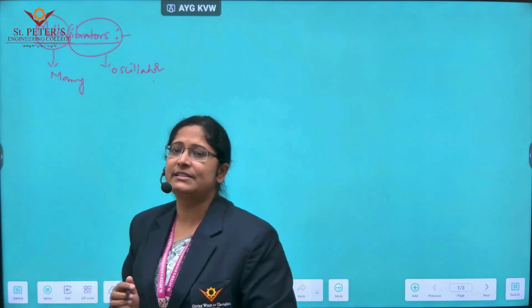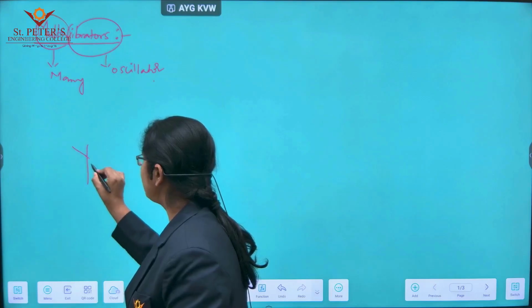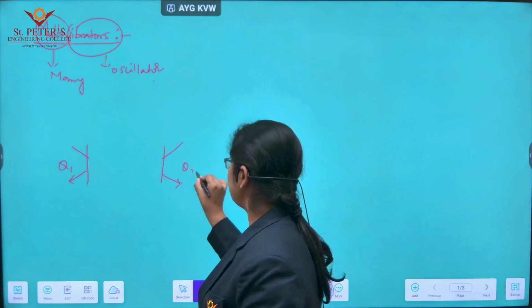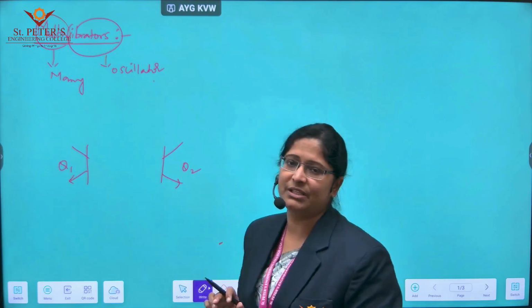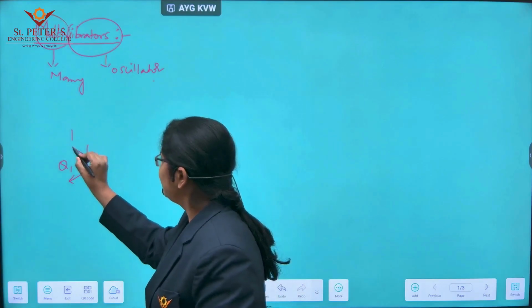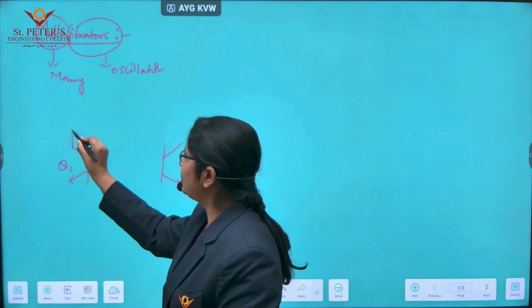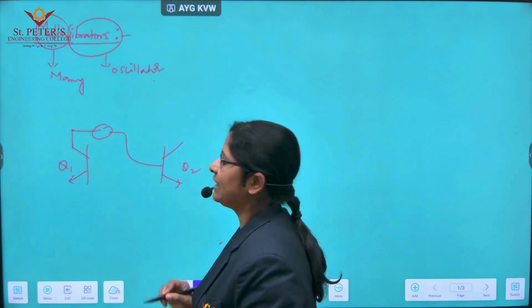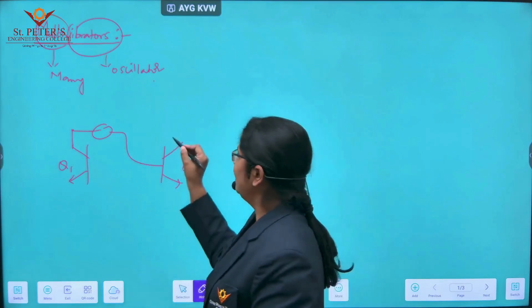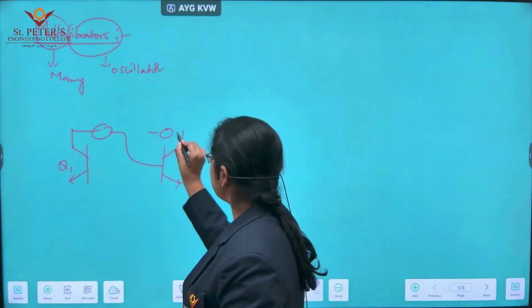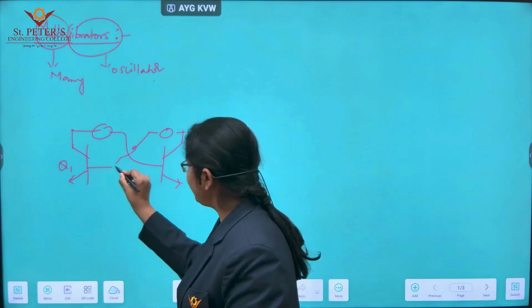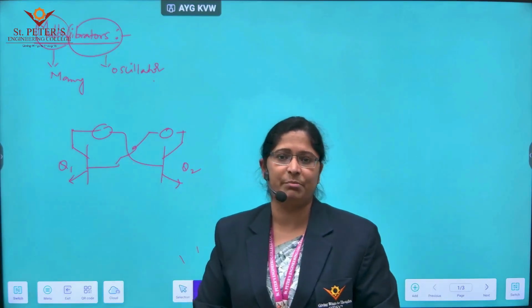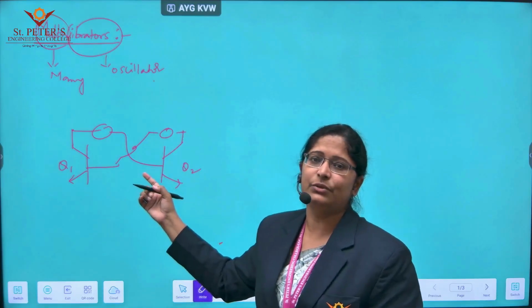So a multivibrator is a regenerative circuit which uses two active elements, that is two transistors I am taking. One transistor I named Q1 and the other transistor I named Q2, which are connected in this manner. The output of the first transistor is connected back to the input of the second transistor through some coupling element, and the output of the second transistor is connected back to the first transistor input through some coupling element. This type of connection is called cross coupled connection. In all the multivibrators we use cross coupled connection.